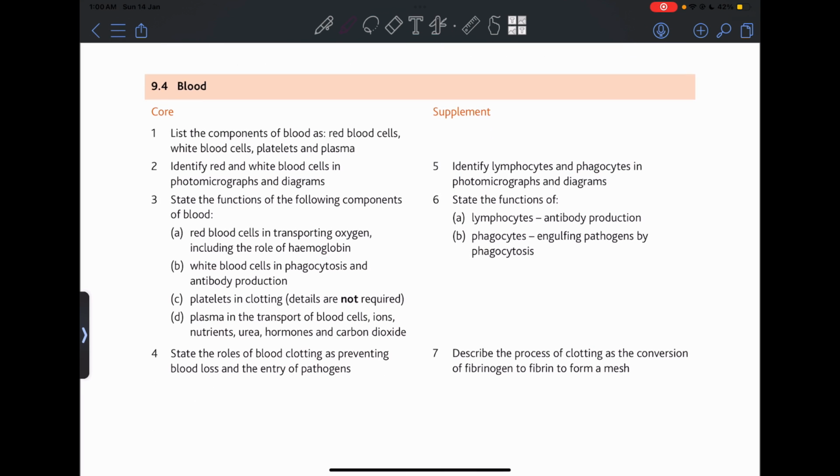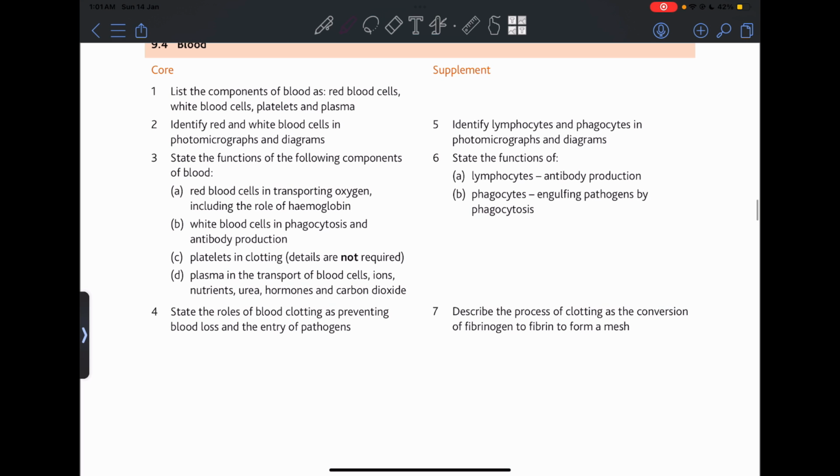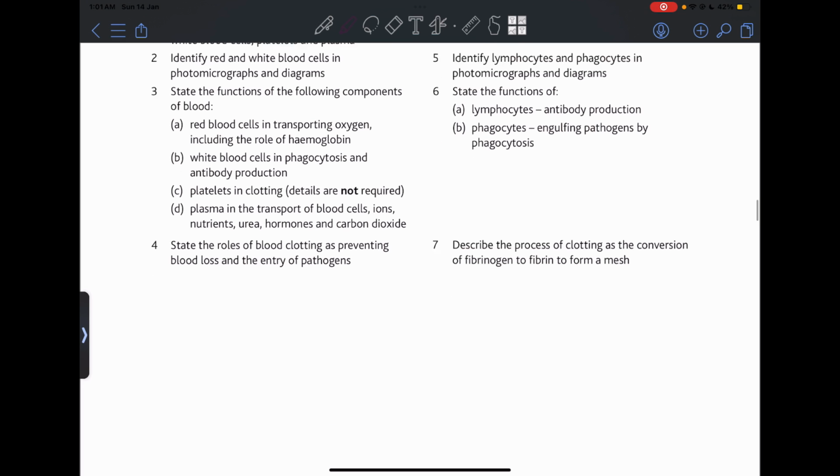So 9.4 blood. Core and extended students have to be able to list the components of blood as red blood cells, white blood cells, platelets, and plasma. So we have the blood, it is not just red blood cells, we have white blood cells as well, and platelets and plasma. 2 says identify red and white blood cells in photomicrographs and diagrams. You have to be able to know which part is which, and to label the image.